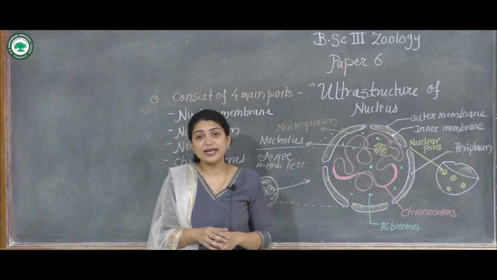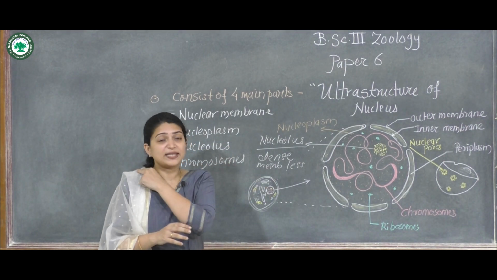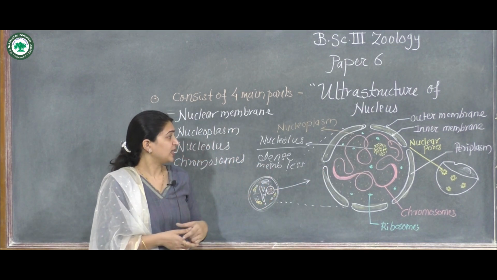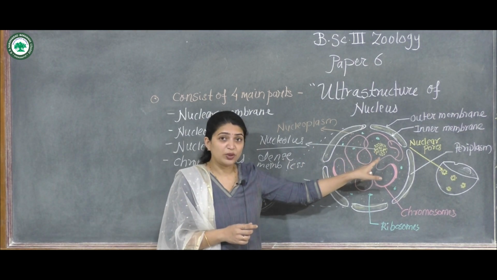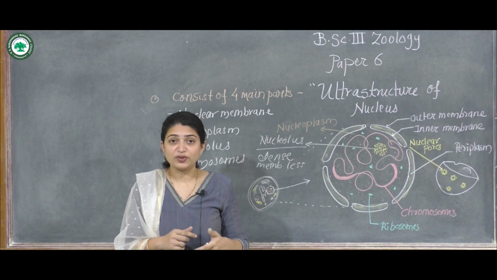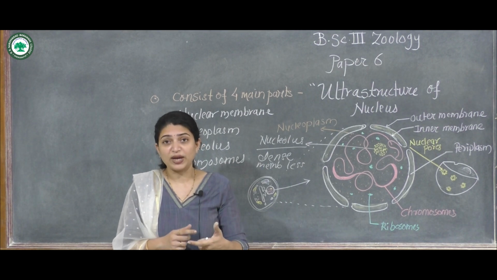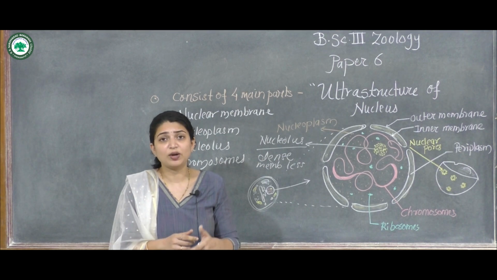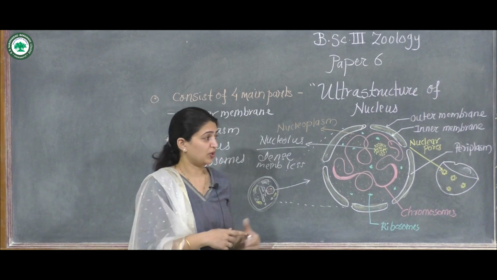Okay, so they are called the ribosomal factory, where ribosomes are synthesized. Along with this, here you can see only a single nucleus, but according to different cell types or different species, there may be 1 to 4 nucleoli, depending upon the synthetic activity of the cell. But mostly there is only one nucleolus.